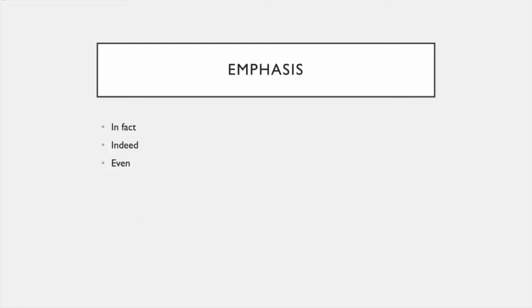Next, we have transition words that show emphasis. So usually these are going to be words that are used prior to ideas that show why a certain claim is correct. Or like usually they're used in arguments. So these words can include in fact, indeed, and even.